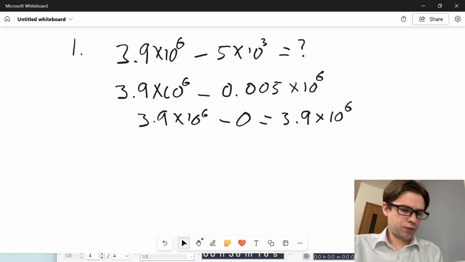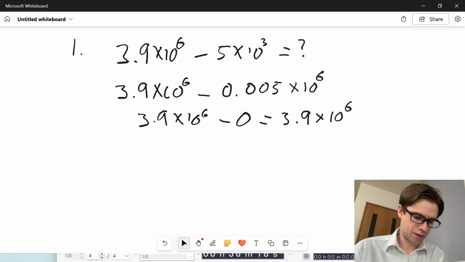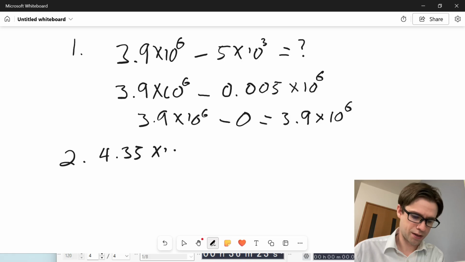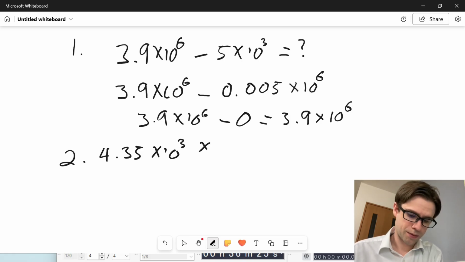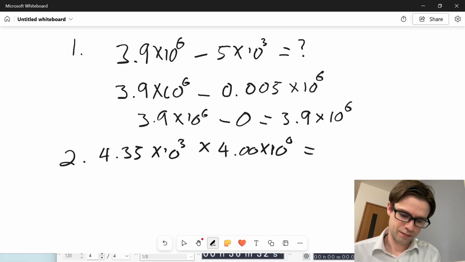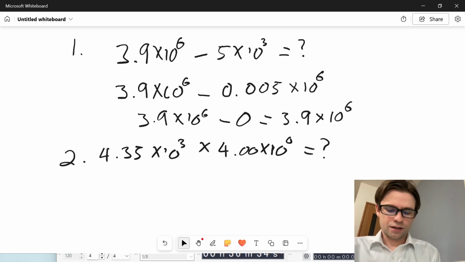Number 2 was a multiplication. 4.35 times 10 to the 3 times 4.00 times 10 to the 0. What's anything to the power of 0? I believe that that is 1, if I'm not mistaken. So your math ability and knowledge comes into play a lot of the time here when we're dealing with these exponents.